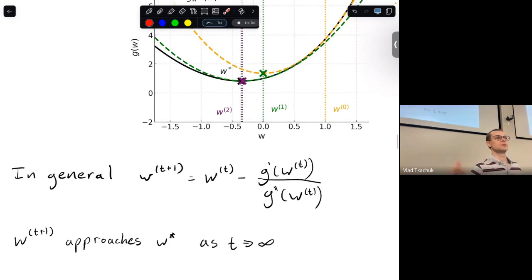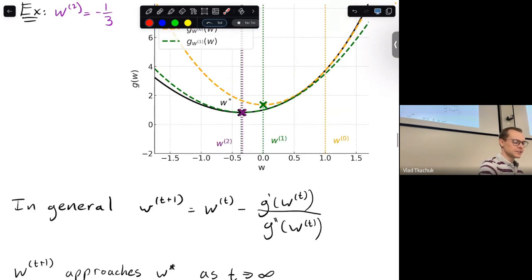Okay, and you can stop at any point you want, right? The more steps you do, the better you're going to get. But in reality, you only have so much computation you're going to run, so you make a choice. I want to stop maybe after 10 iterations or something. But you can see already in this simple case, 2 steps gets you pretty damn close. You can do maybe a 3rd step and you're basically at W star.